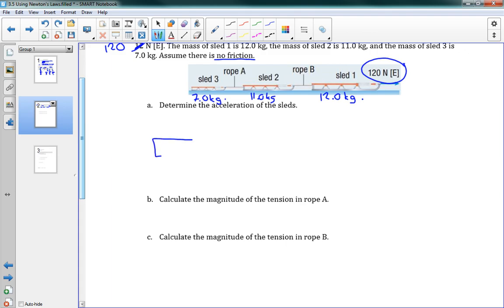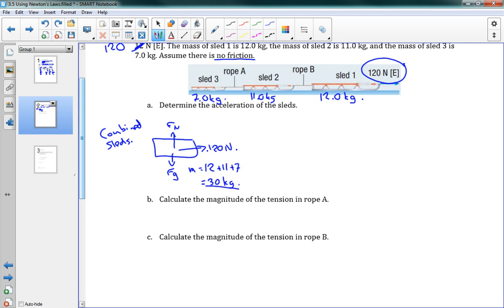I can draw this whole combined sleds, all 3. We've got a free body diagram for those. And we have the forces. We have normal force, gravity, and we have our one applied force, which is 120 newtons east. That's everything that's going on. Now, this is all 3 sleds. This is what's happening to the 3 sleds when we put them all together. And their mass is equal to 12 plus 11 plus 7, which is equal to 30 kilograms.